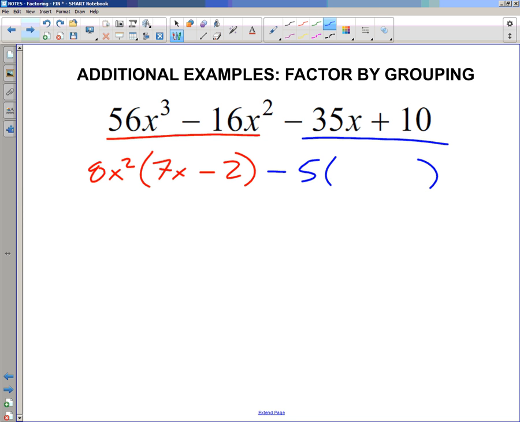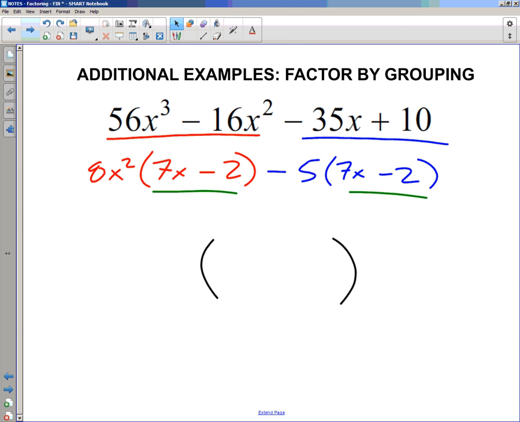When I factor a negative 5 out of 35, that'll give me a positive 7x. Factor the negative 5 out of positive 10, that'll give me a negative 2, and now they do match. Okay, so we can take this 7x minus 2 and we can pull it out in front of the whole expression. So we'll pull that 7x minus 2 out in front, and what's left behind is going to be an 8x squared minus 5.